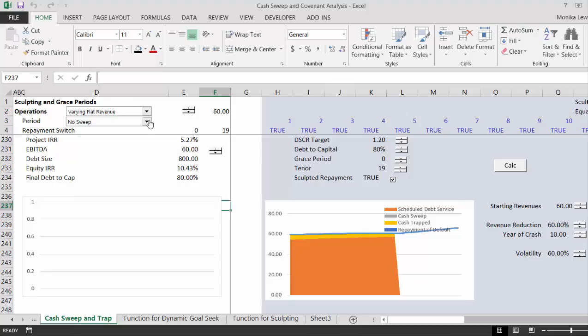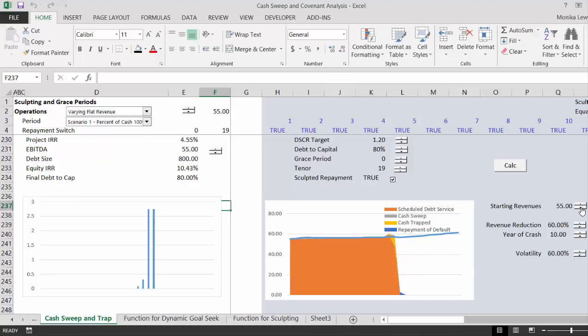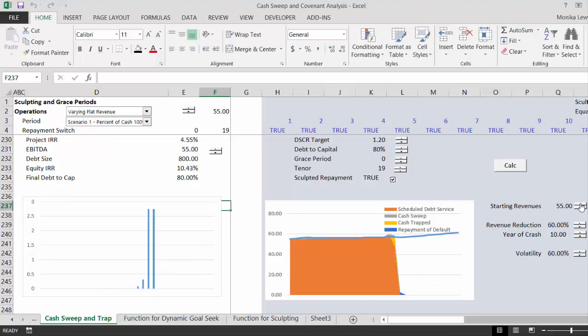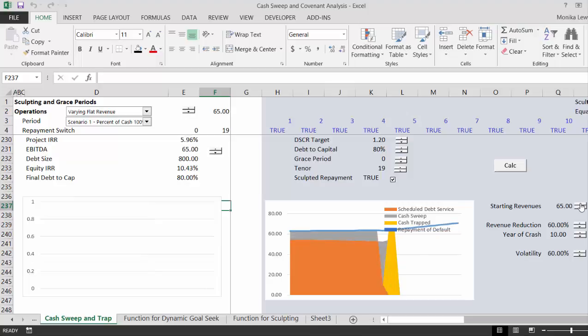Now, if we instead added a cash flow sweep, and we did the same thing, it's almost the same result. The cash flow sweep did nothing but reduce our return on equity.